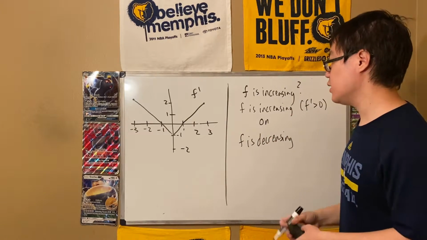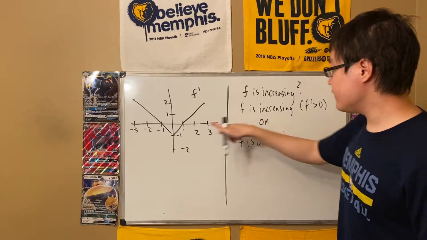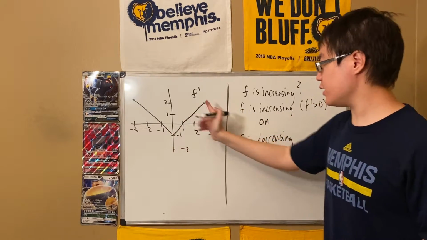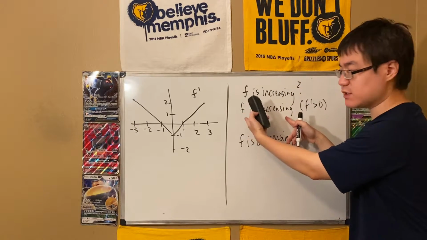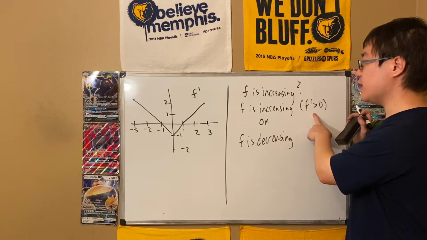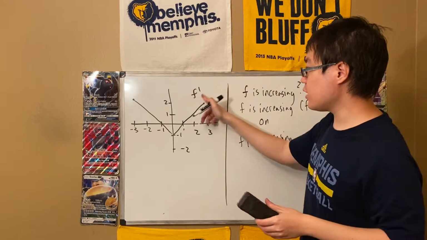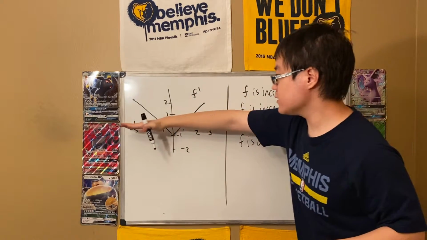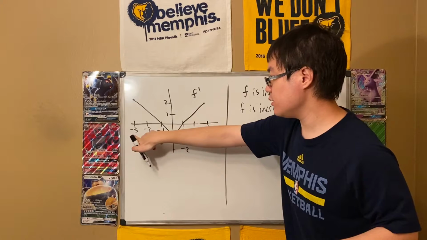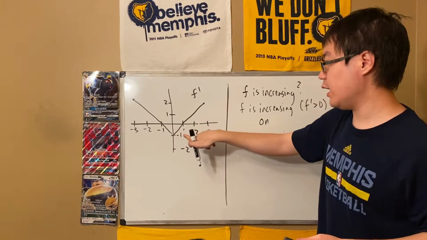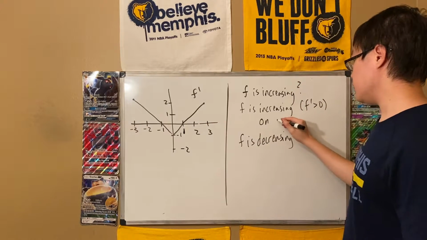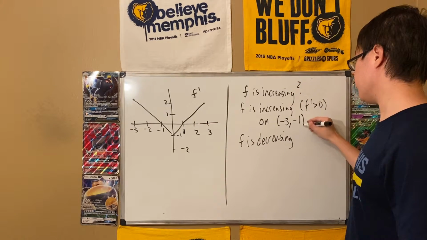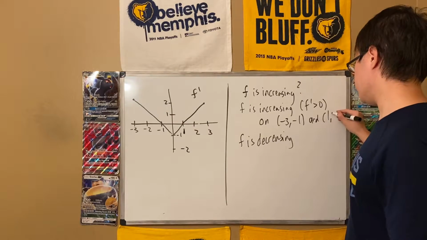Now let's look at the picture. But again, you're not looking at where f is increasing. You're not looking at increasing things. You're looking for f prime is positive to tell us about f is increasing. So where's f prime positive in this graph? Well, this is a graph of f prime. Where is it positive? It's where it's above the line. So it looks like it's between -3 and -1 and 1 and 3. So it's going to be on -3 to -1 and 1 to 3.